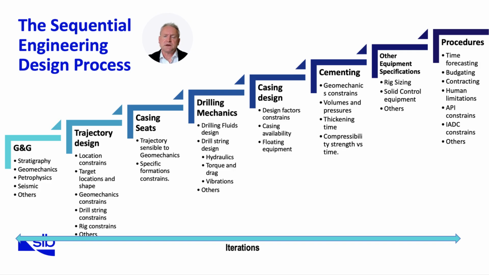We then turn to drilling mechanics: fluid design to manage pressure windows and hole cleaning, drill string design for torque and drag control, and hydraulics optimization. This is where modeling tools are most heavily used, helping us forecast risks such as vibration or stuck pipe. Once mechanics are defined, we finalize the casing design itself. Here, we apply burst, collapse, and tensile safety factors, evaluate casing availability, and design floating equipment.